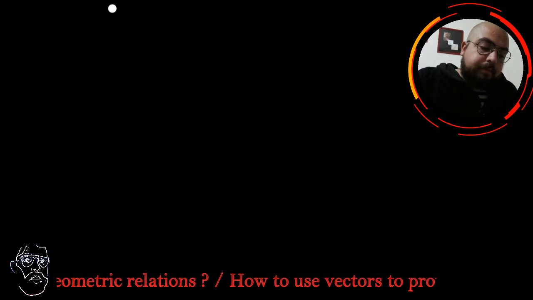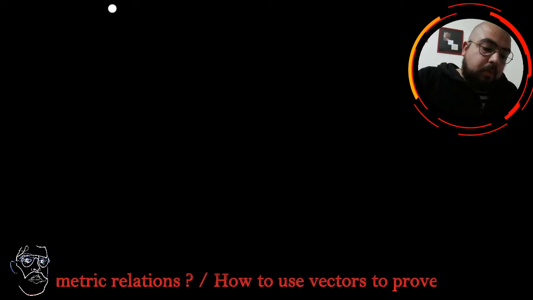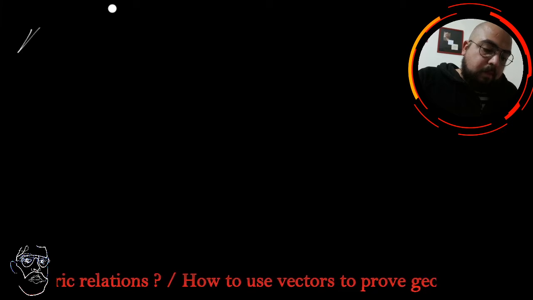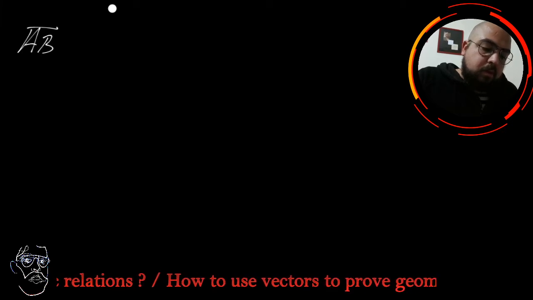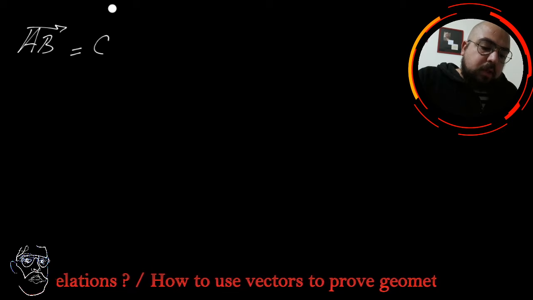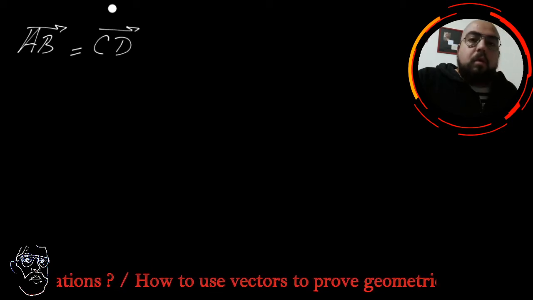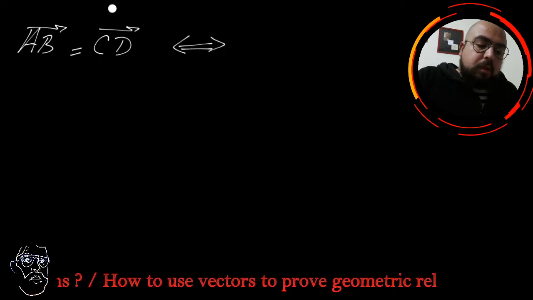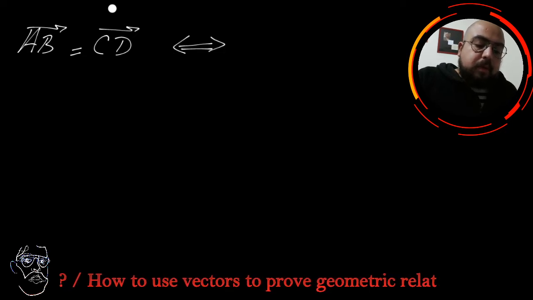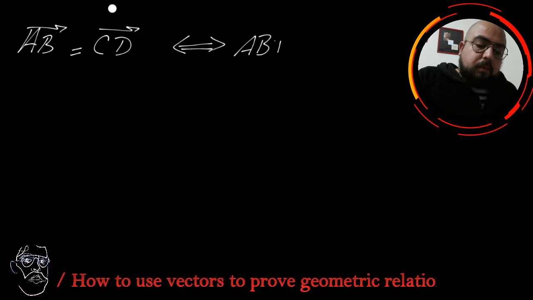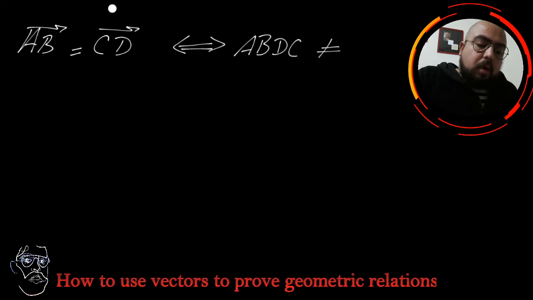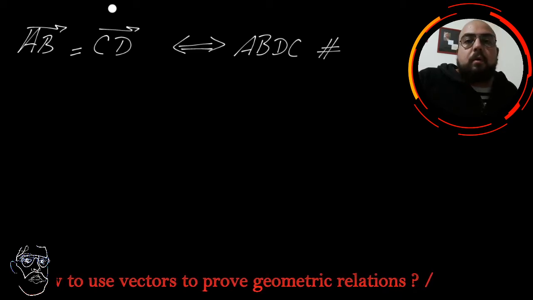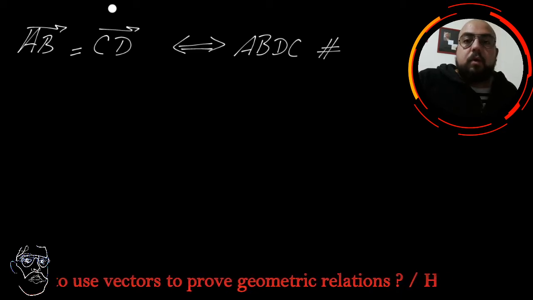Whenever you have a certain vector AB equal to CD, you can say that ABDC is a parallelogram. Or in case you had ABDC a parallelogram, you can conversely say that AB is equal to CD.